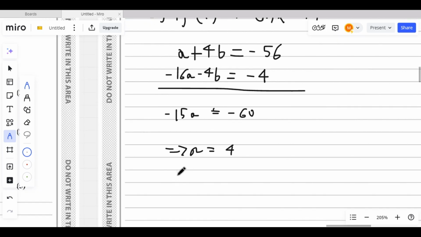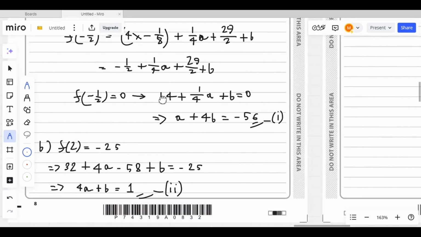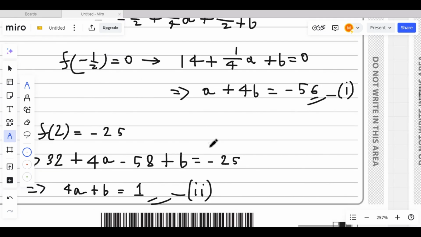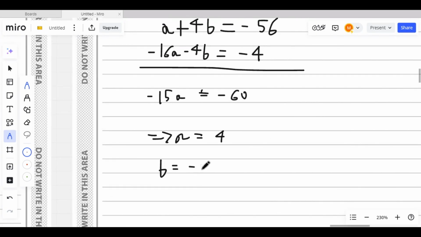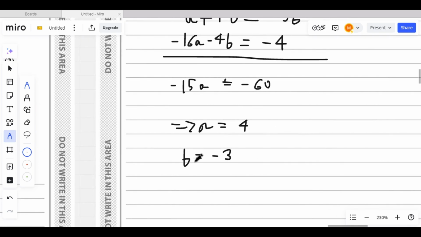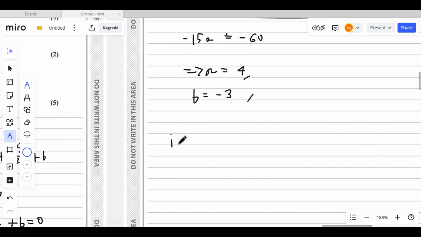And the value for B, it's what? We will put it into any of the equations. This is easier: 1 minus 4A. A is 4, so 1 minus 4 is -3. That's the value of A and B. Done. So next, for part 2.